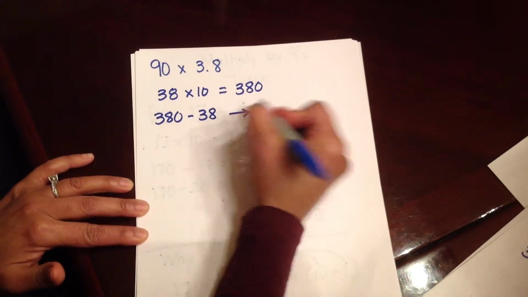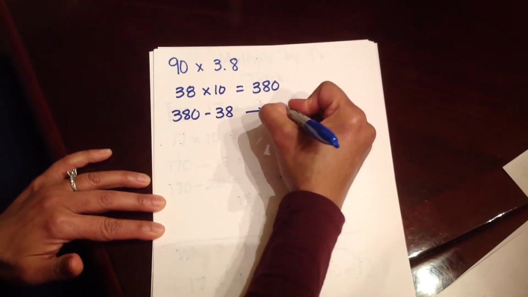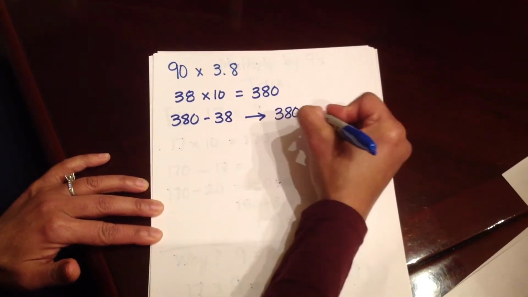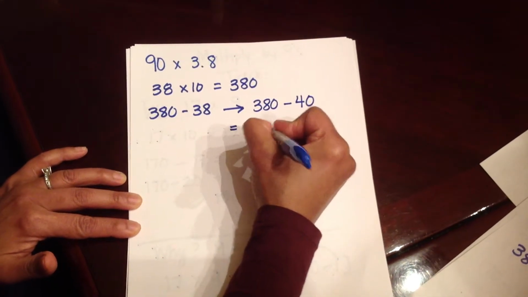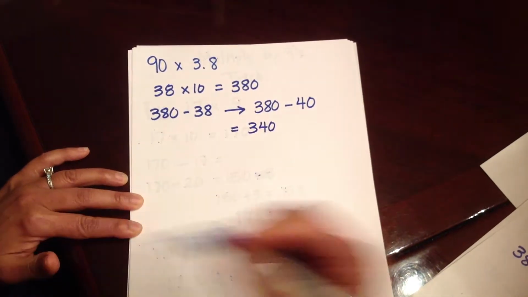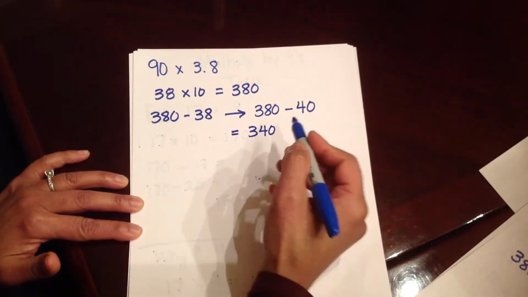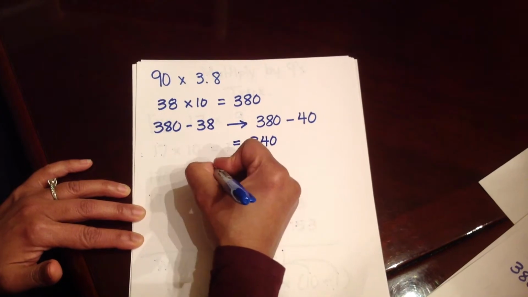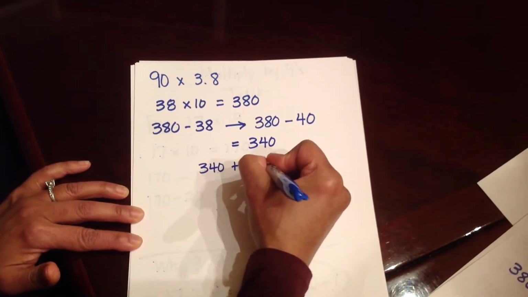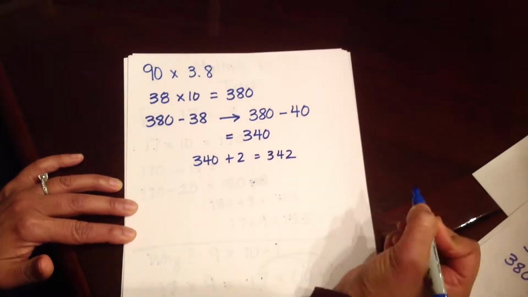Again, this will take some mental math, so what I would do is I would take 380 minus 40, which equals 340. That is easier to do in our head. But because 40 is 2 more than 38, I'm going to add 2 to 340 and get 342.